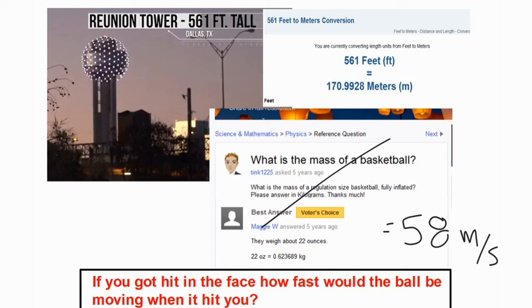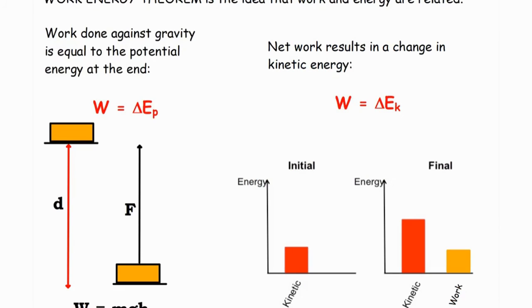58 times 3.6 is 208 kilometers an hour. Probably we are ignoring air resistance a little bit too significantly. But we're ignoring air resistance.